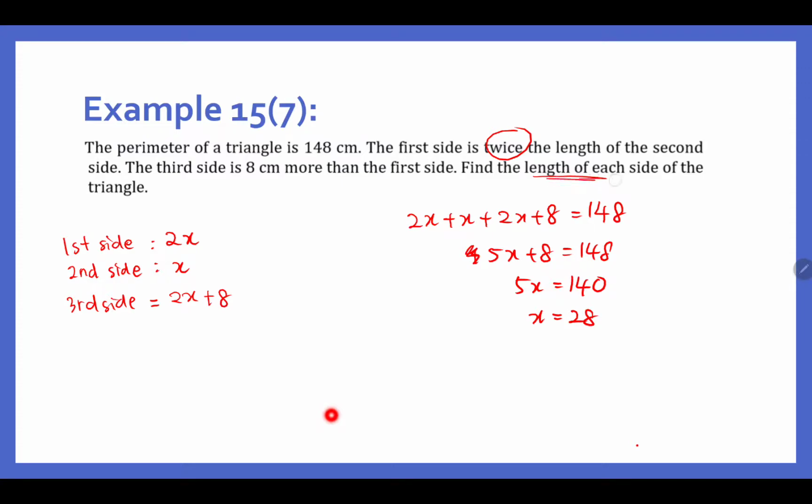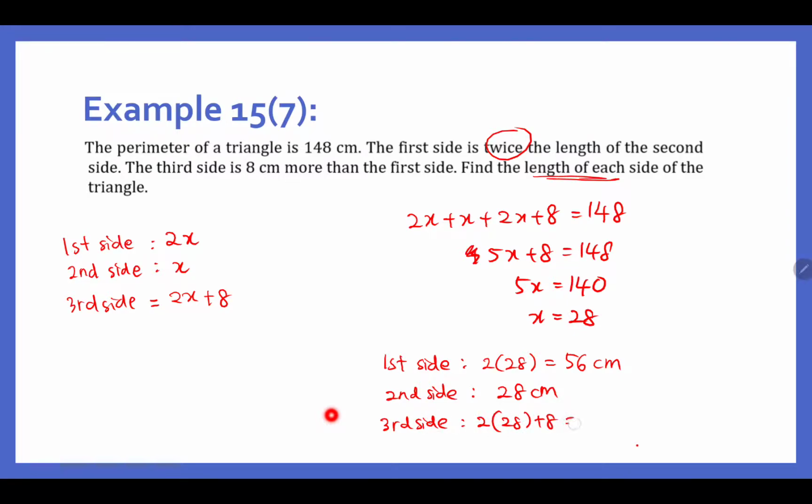Okay, so find the length of each side. So kita beritahu lah first side adalah 2x. Okay, 2x equals 56 cm. Second side is x, 28 cm. Third side 2x plus 8, which is 64 cm. Okay.